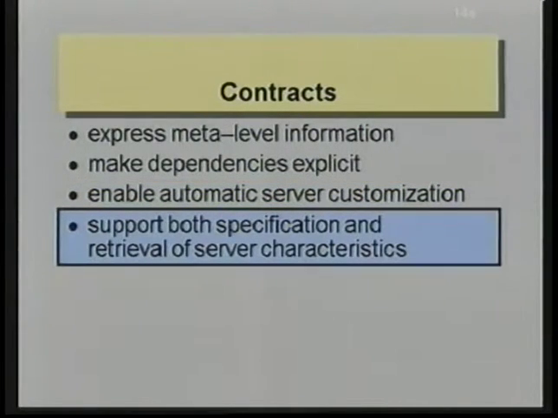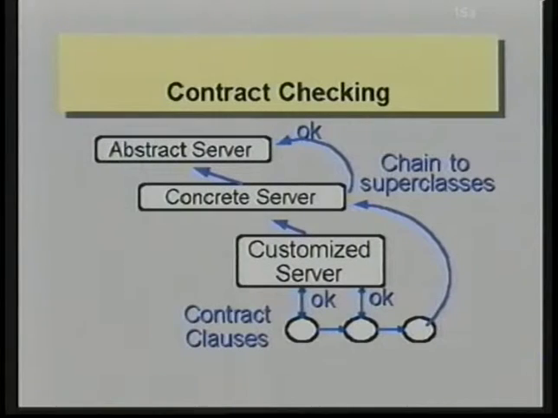Furthermore, as we've seen, they can both support specification of requirements and runtime retrieval of the server characteristics. So here's an example of how contracts might be checked by a particular server class. This would be a concrete server class. This is having one server class checking the contract of one application. And we can see the class hierarchy.